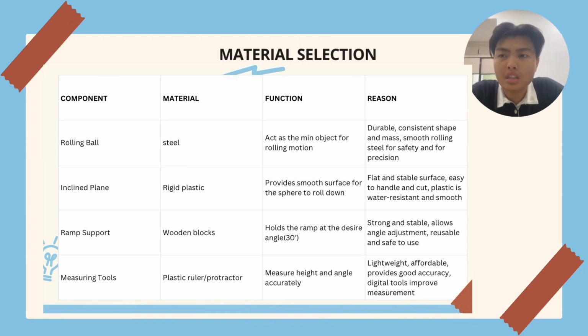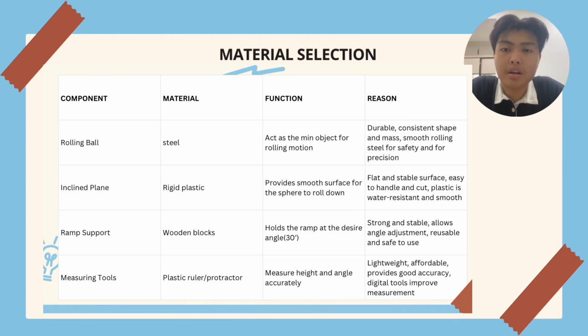The second one is the inclined plane. The material for the inclined plane is rigid plastic. The function is to provide a smooth surface for the sphere to roll down. The reason is that it is a flat and stable surface and easy to handle.